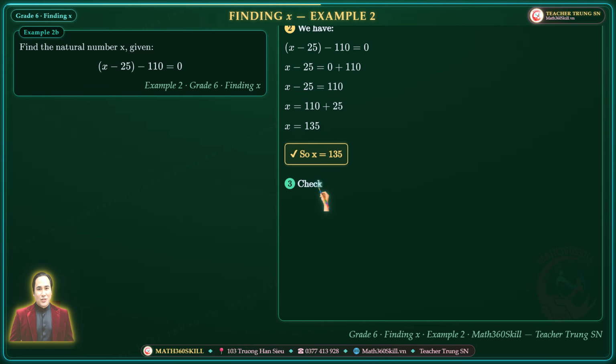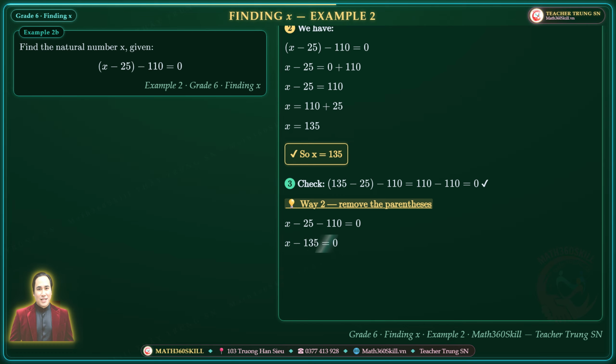Check it. 135 minus 25 is 110, and 110 minus 110 is 0. Correct? Way 2. Remove the parentheses. X minus 25 minus 110 equals 0. 25 plus 110 is 135. So x minus 135 equals 0. Then x equals 0 plus 135. So x equals 135. The same answer once more.